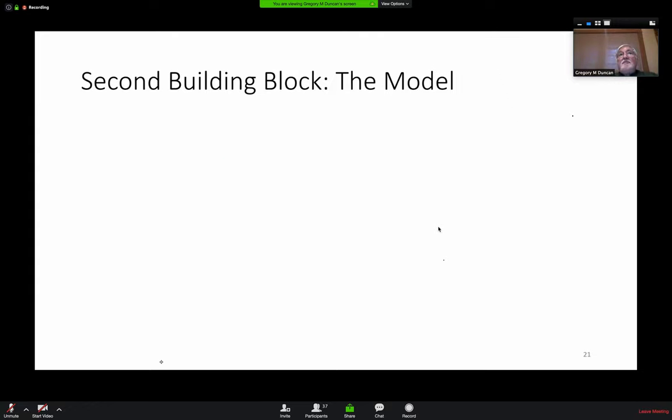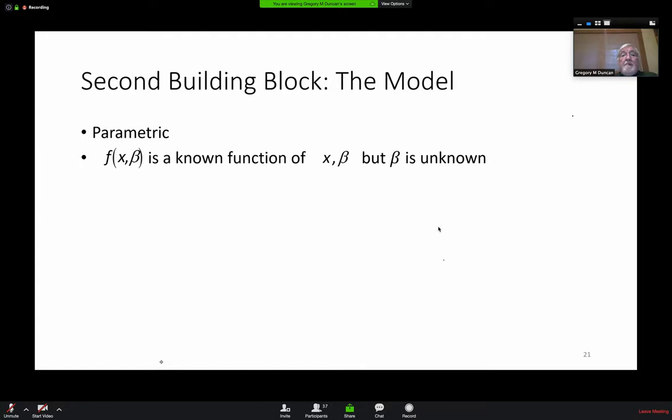The second building block. So the first building block is our data. The second building block is our model. And here are the kinds of models we're going to look at. We're going to look at parametric models. So we're going to have f(x, beta), a known function of x and beta, but beta is unknown. So I know the functional form f, I just don't know what the beta is. In a standard regression, we have y equals beta zero plus x_i transpose beta, where beta is a vector. In this case, I know f is linear. Here's my error. And the only thing I don't know is what the betas are.